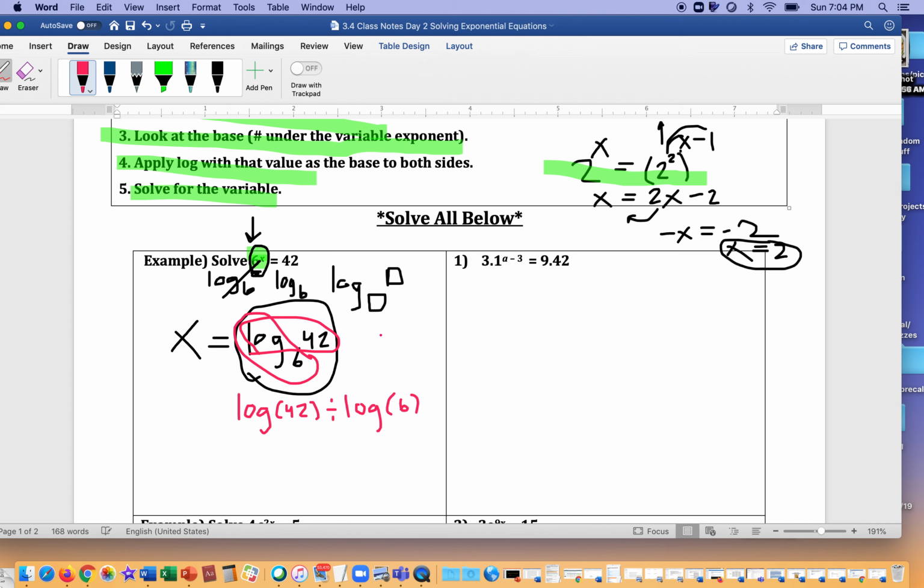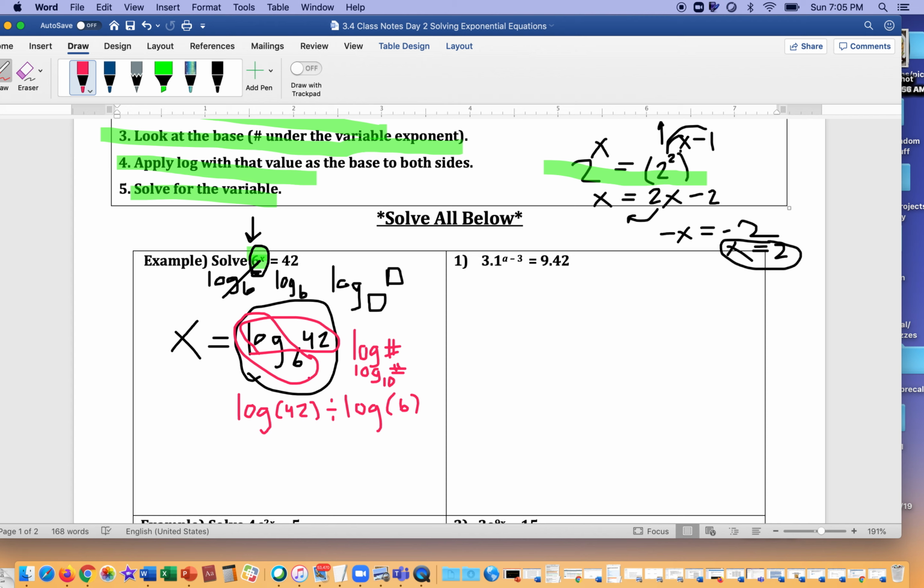When you just hit that log button, your calculator assumes that it's base 10, right? And with base 10, you'll either see log and then some number, and you could just hit the log button in your calculator, or it has to say base 10 and then some other value. And that's when you can just hit the log button. Otherwise, if this bottom number is something other than a 10, you need to use the change of base formula. So log of 42 divided by log 6.